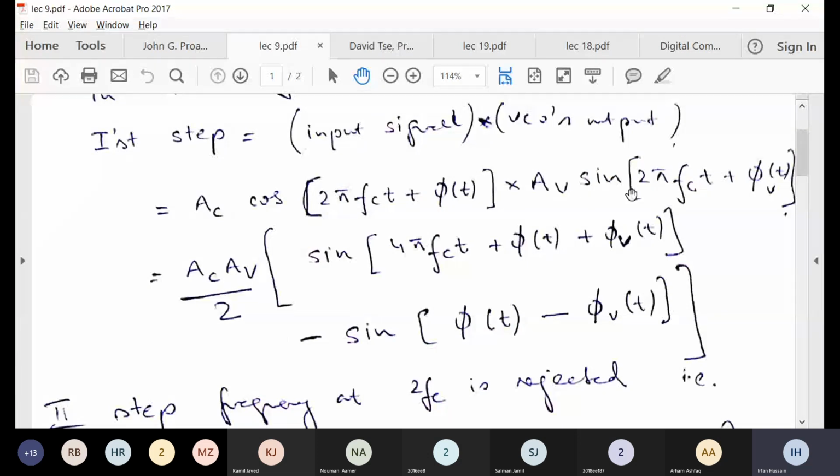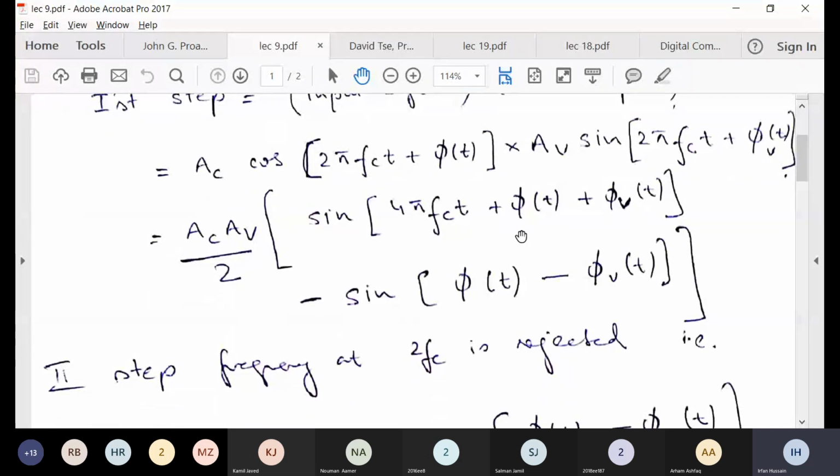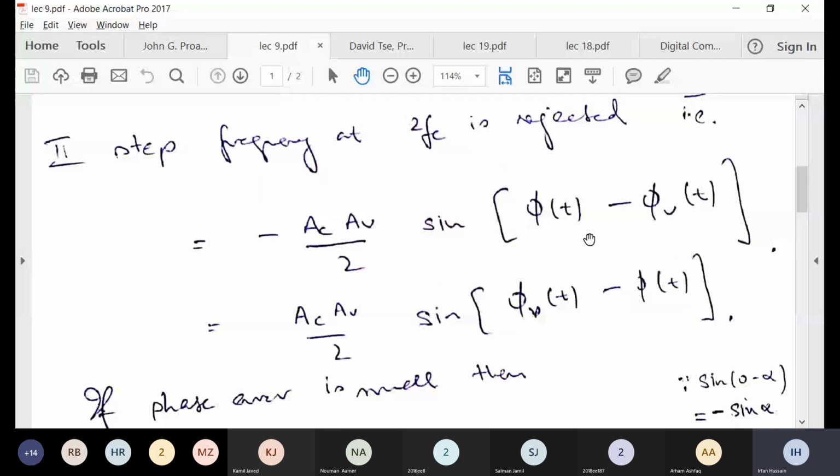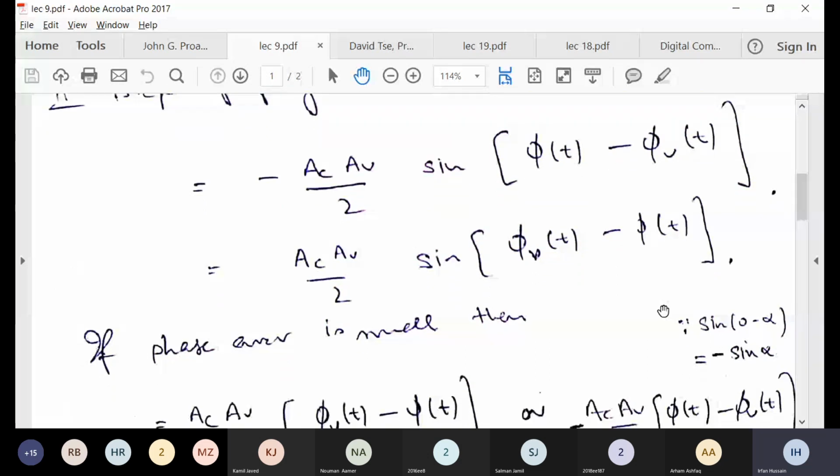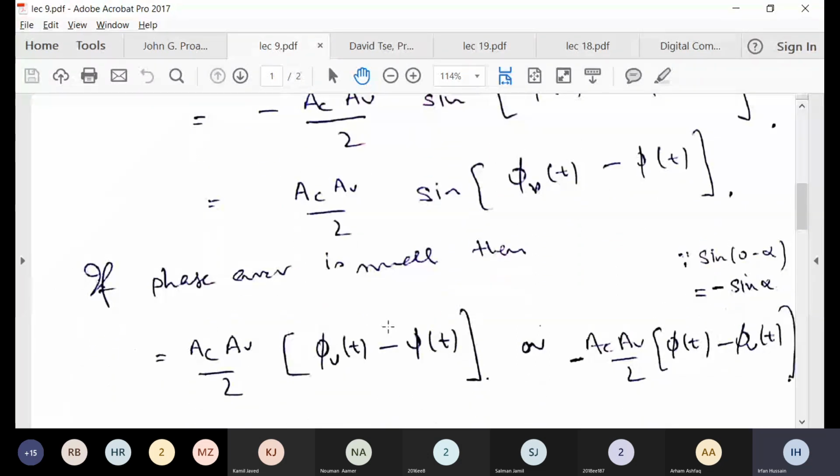Now in the second step, we will have a filter that will take out this large frequency component at 2f_c, and you will just get this component as follows. All right, you can also write this as a change of sign, this minus goes inside, phi_v(t) minus phi(t). So this gives us the difference between the phase of the VCO and the phase of the FM signal. And if this phase error is small, then you can just say that the sine of a small angle is small, so it comes out to be something like this.